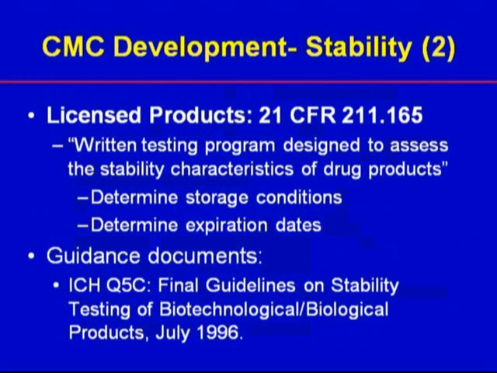Stability testing for licensed products is described in the CGMP regulations under Part 211.165. You should have a written testing program in place which is designed to assess the stability characteristics of your drug product. This information is used to determine storage conditions and expiration dates. You should also refer to the ICH guideline Q5C published in July 1996 for additional details related to stability testing.